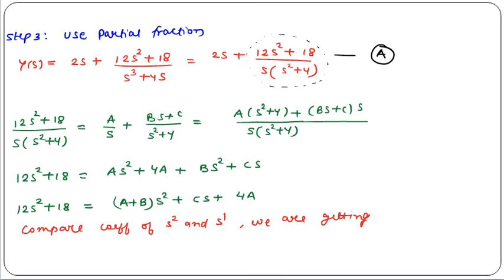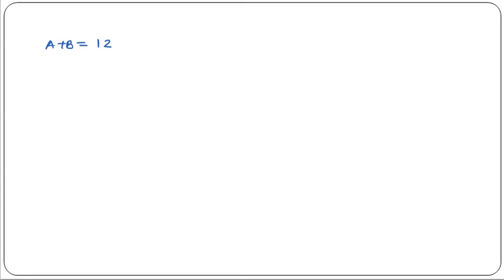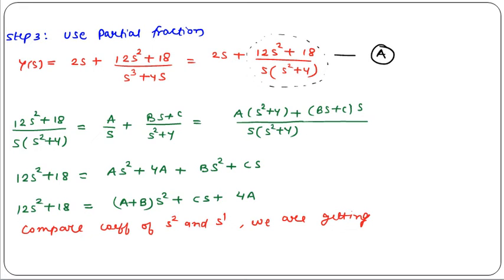Now let us compare the s coefficient. On the right hand side we have c into s, but on the left hand side there is no s term. This implies that the value of c is equal to 0. So after comparing the second term we are getting c equal to 0, because on the left hand side no s term is present.